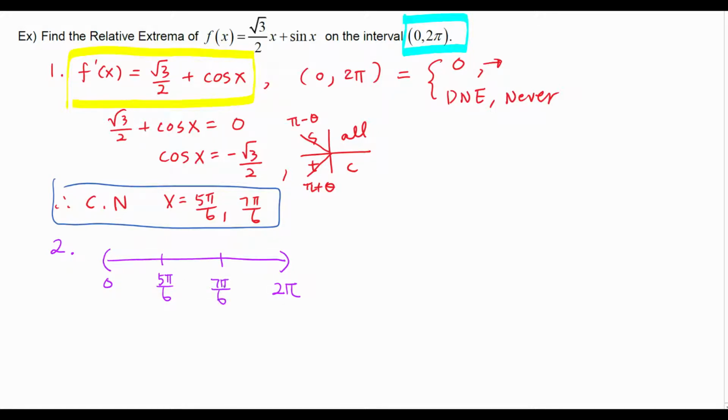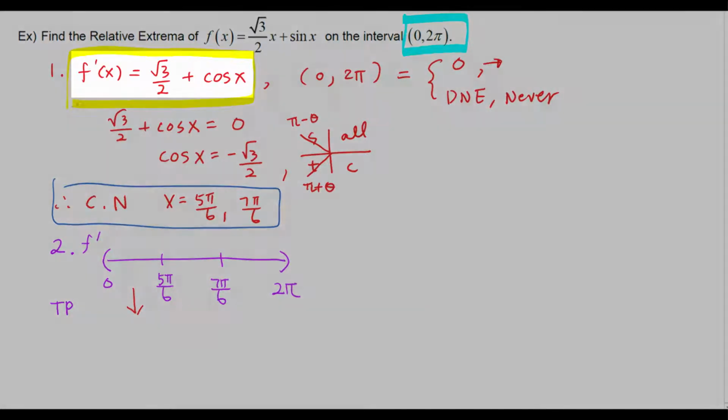So we are about to test the signs of f prime for each interval divided by critical numbers. So now we're going to pick a test point for each interval. What would be a good candidate in the interval 0 to 5 pi over 6?